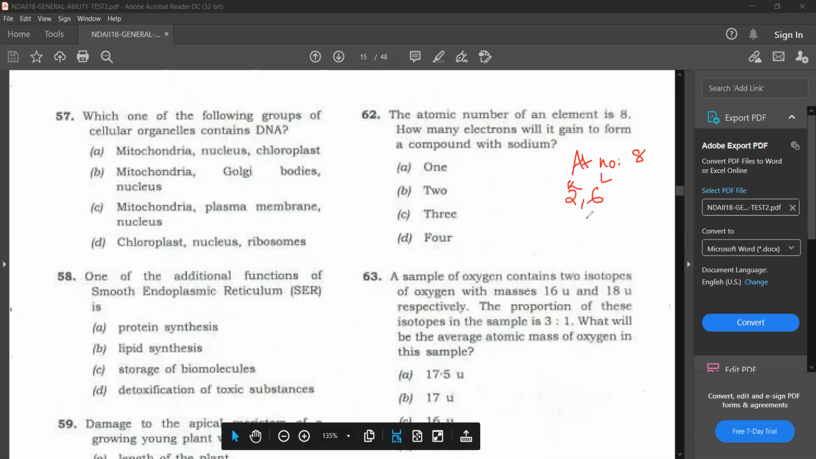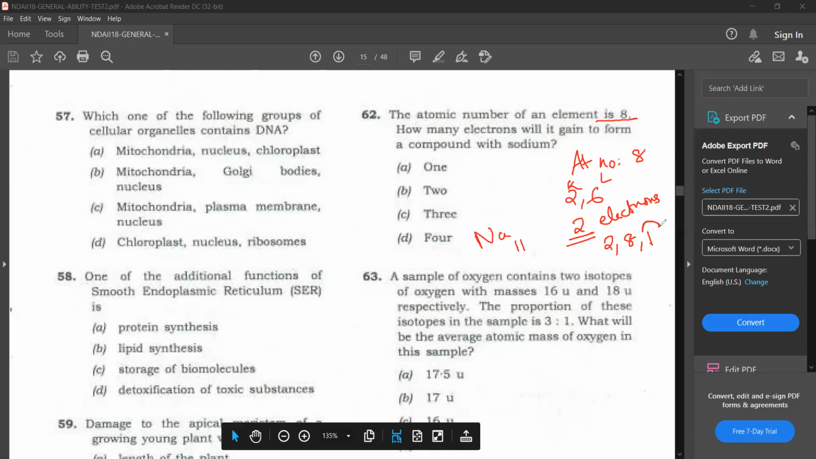So what is the valency? It has 6 electrons in its outermost shell, so it requires 2 more electrons, isn't it? 2 more electrons are required by the element whose atomic number is 8. It is going to combine with sodium. Sodium's atomic number is 11, so its electronic configuration is 2, 8, 1.